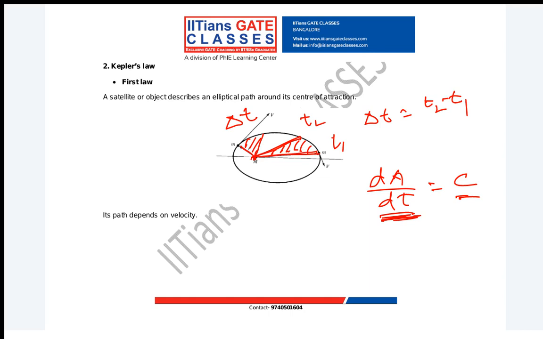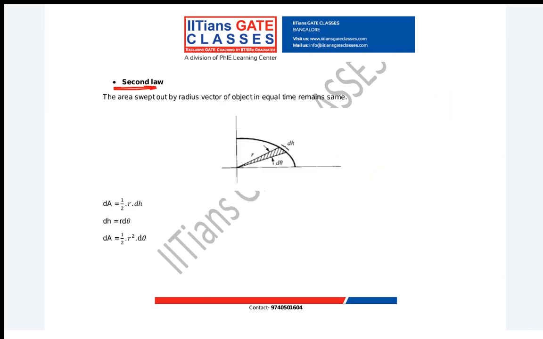So what happened? If your radius is more, your particle will be moving slowly. When the radius is less, this particle will be moving faster. But this area and this area will be the same if this delta t and this delta t are the same. Now, how can it be proved? For that, we consider this small section of that elliptical path.